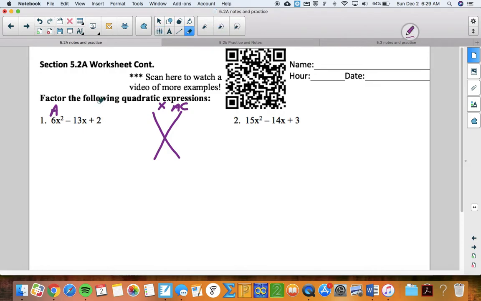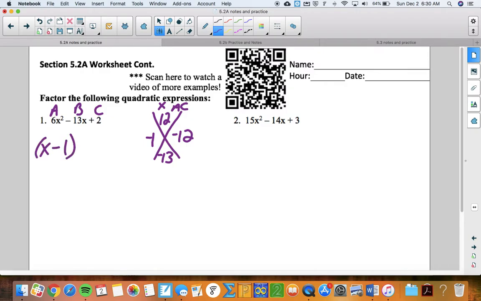12. Oops, that's our C value. I wrote what I said. And then we're looking for numbers that add to negative 13. So negative 1 and negative 12. So we leave off this A coefficient. And so it's really kind of like what we were just doing, A minus 1 times A minus 12.